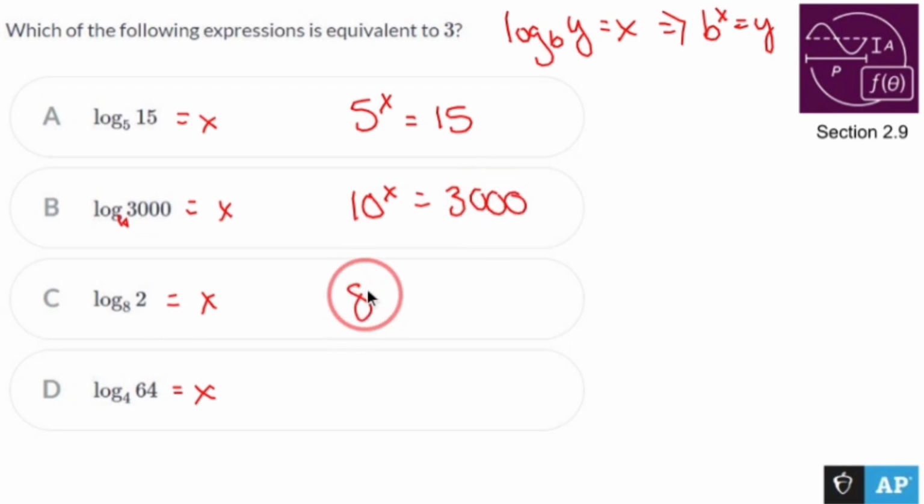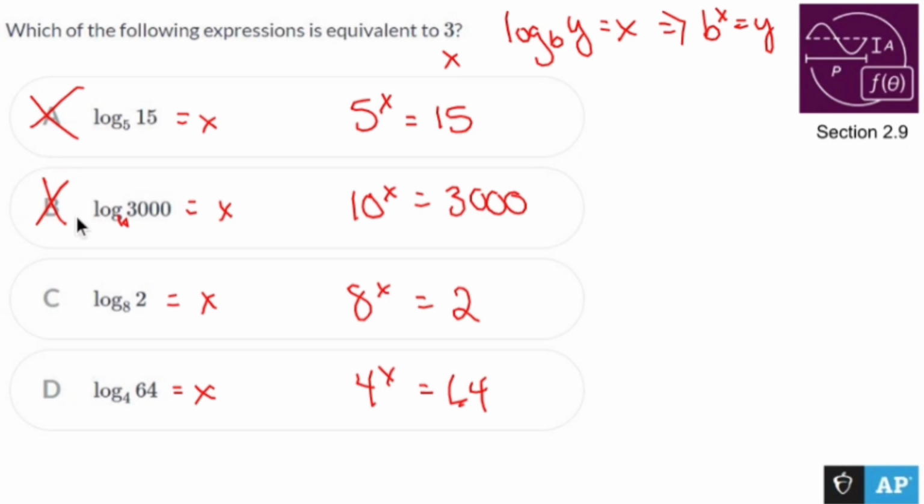8 to the x equals 2. And 4 to the x equals 64. One of these guys has to be 3, so x is 3. 5 to the third is 15? Nope, 5 to the third is like 100 something. X to the third is 3,000? Nope. 10 to the third, rather. 10 to the third is 3,000? Nope. 10 to the third is 1,000.